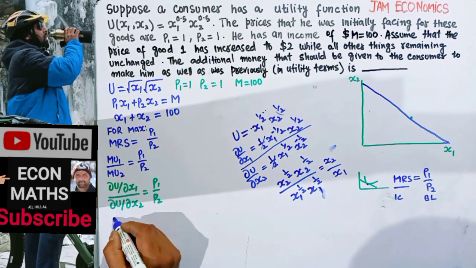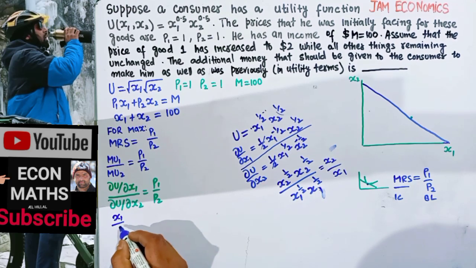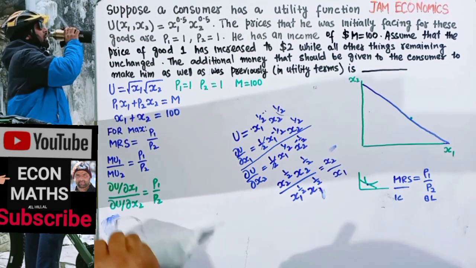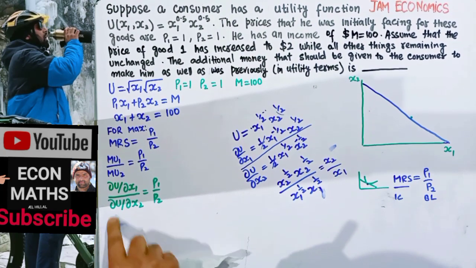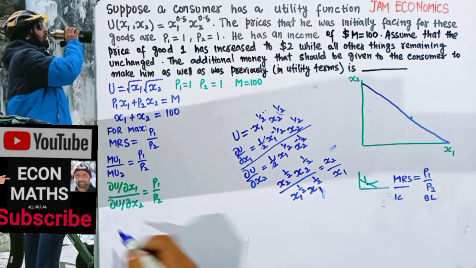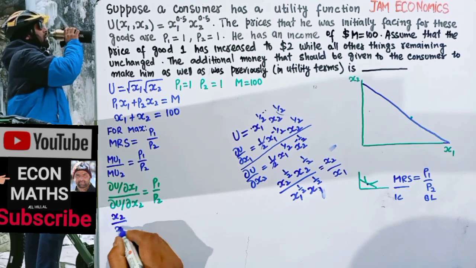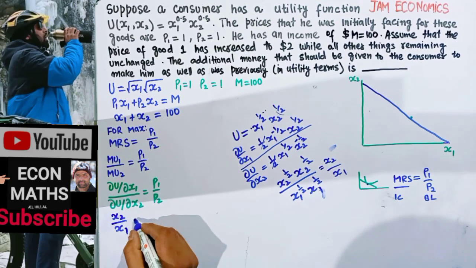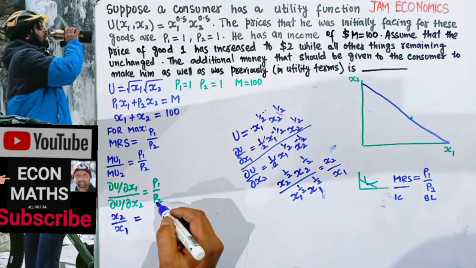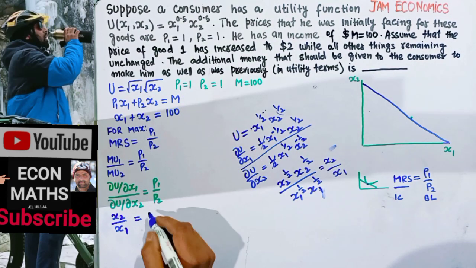So I can write, we have x2 here. So we have x2 divided by x1 is equal to the ratio of the prices, P1 upon P2, which is 1 upon 1. So we will get 1.